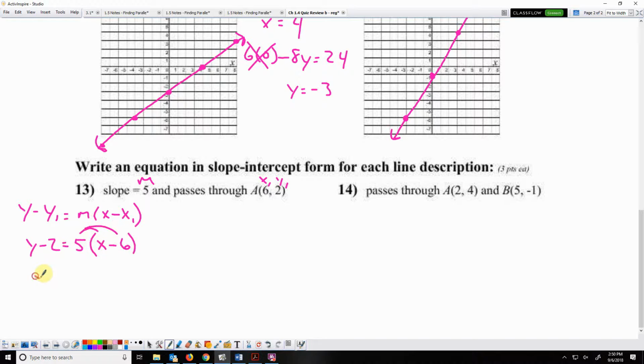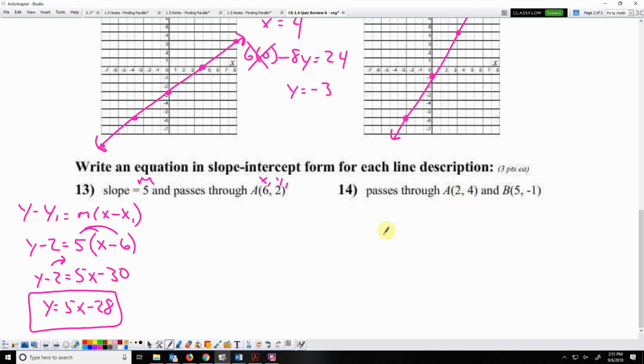So now distribute. And then move that 2 to the other side. Negative 30 plus 2 is negative 28. So there it is in slope-intercept form.